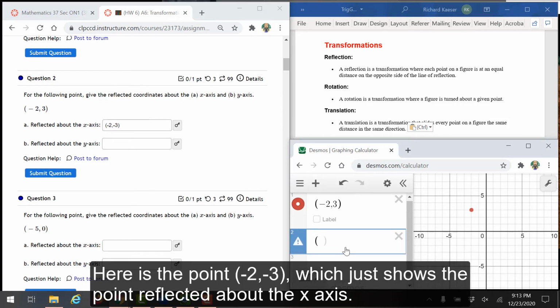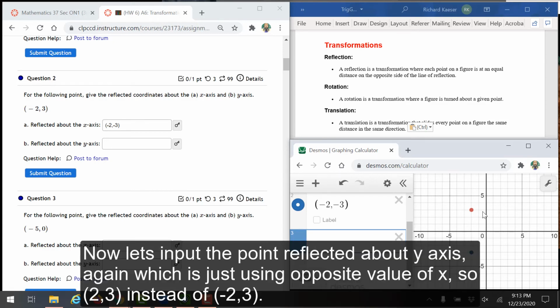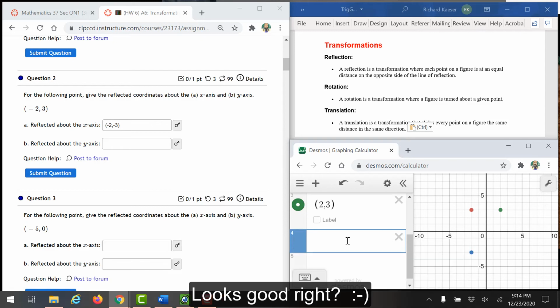Here's the point -2, -3, which just shows the point reflected about the x-axis. Now let's input the point reflected about the y-axis. Again, which is just using the opposite value of x, so 2, 3 instead of -2, 3. Looks good, right?